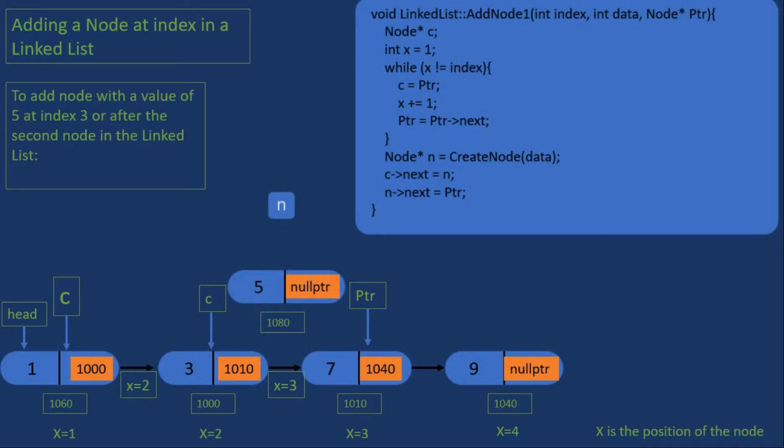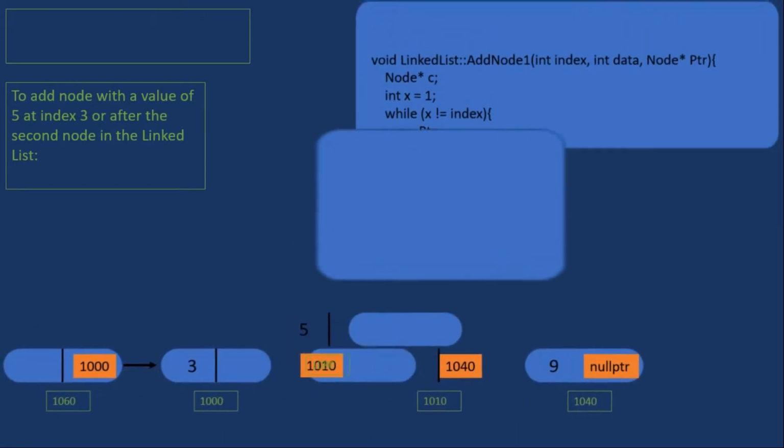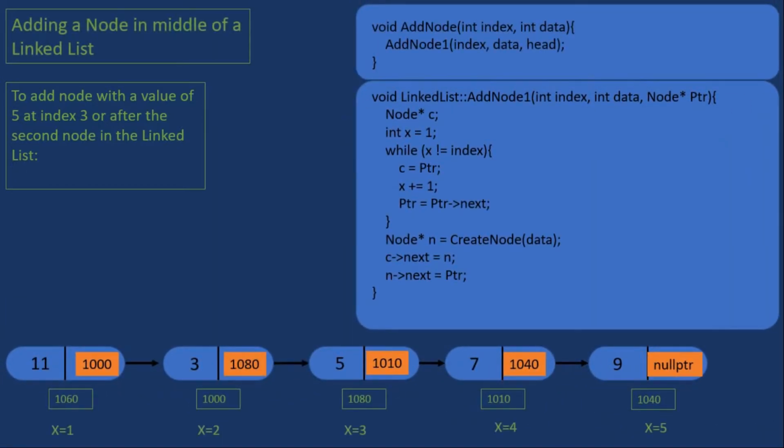Now, with the node pointer N pointing to the newly created node and the pointer C pointing to the node with the value of 3, we can access its next pointer and point it to the newly created node N. And we set the newly created node's next pointer to point to PTR, which is the node with the value of 7. And we're done. We have the resulting linked list with the value 5 at index 3.